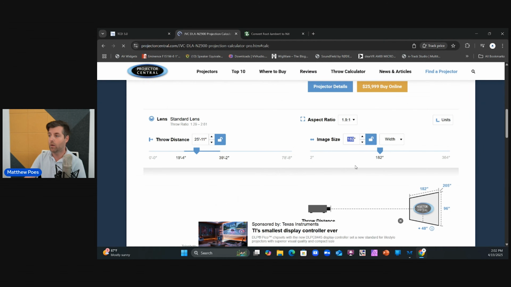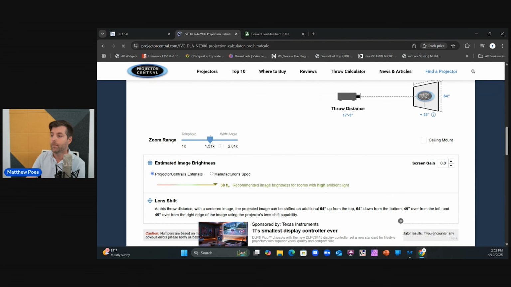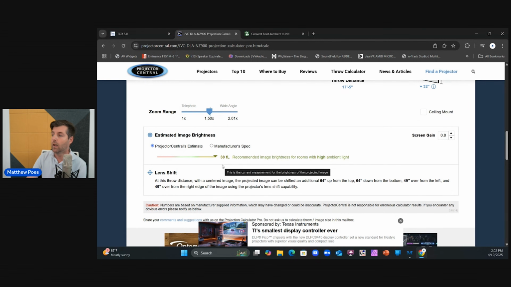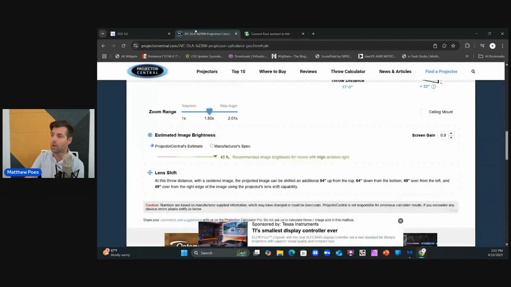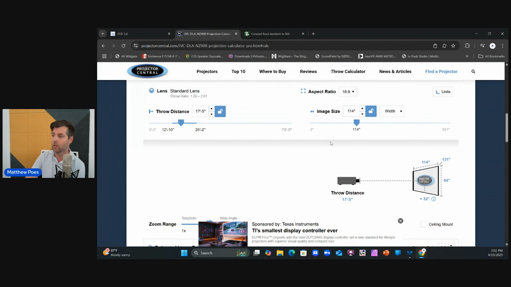And if we switch this down to 16:9, 114 inches, and in my case, actually it's pretty close to the throw distance, I think. Yeah, I'll just leave it there. And my screen is a little bit higher. So 43 foot-lamberts, which is 147 nits. Again, on screens of that size, we've seen numbers in that range. I think we've seen anywhere from between 120 and 150 after calibration. I don't know why it's varied much at all, but it does seem to vary a little bit.